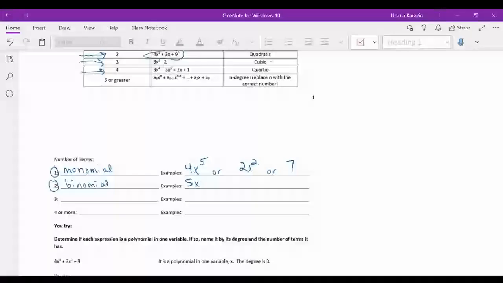Example would be 5x squared minus 7 or 3x plus 11. Remember that terms are separated by plus or minus. So when you're first trying to figure out how many terms it has, I suggest you circle the pluses and minuses and then see how many things are between them.